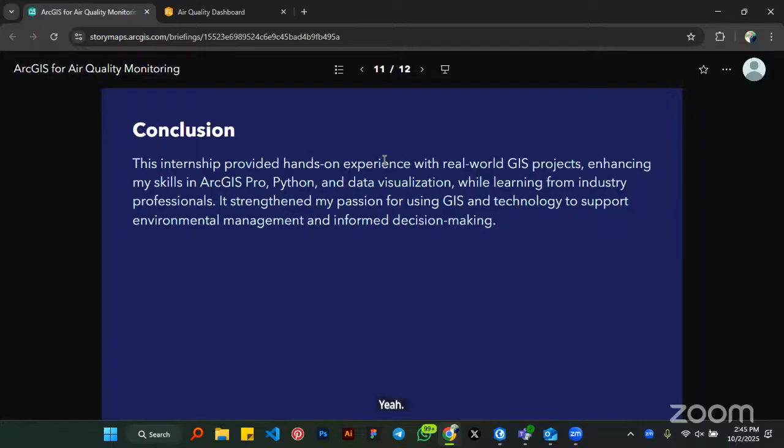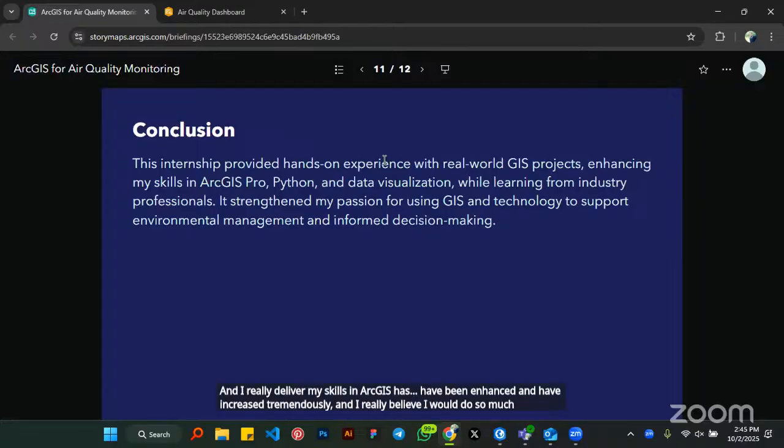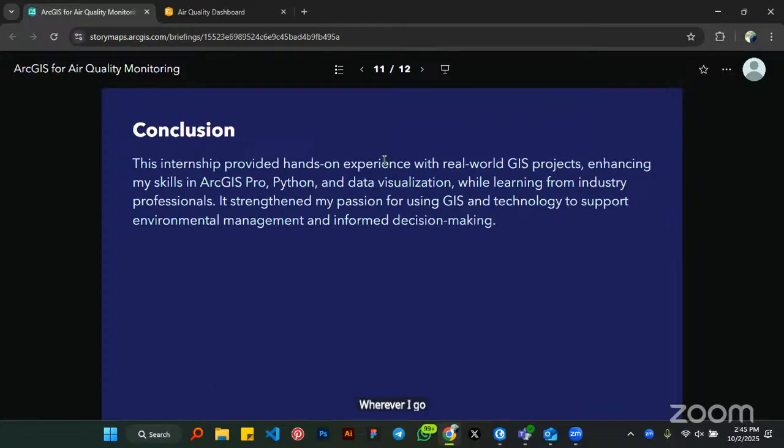Yeah, the conclusion: this internship provided hands-on experience on real-world projects, and I really believe my skills in ArcGIS have been enhanced and have increased tremendously, and I would do so much with these skills wherever I go. I look forward to upscaling this project so that it can be more interactive, it can be automated, so that it can serve even wider, even other cities and even other areas.